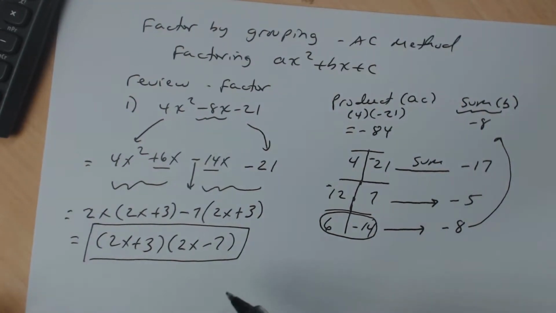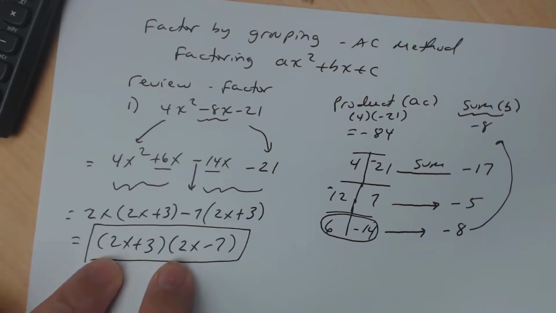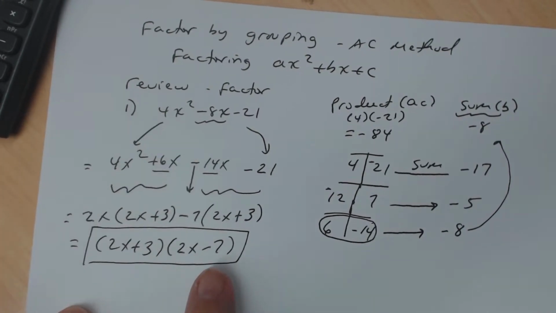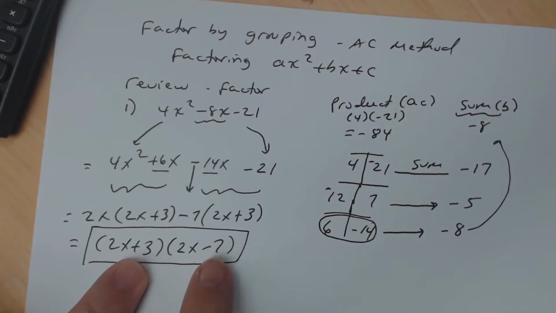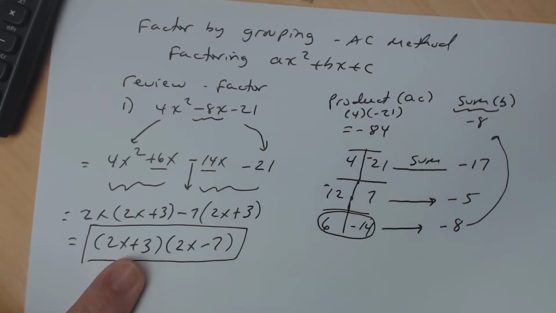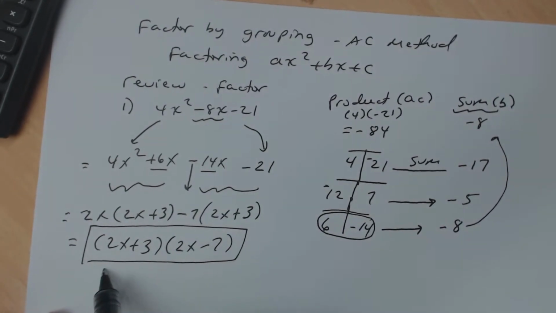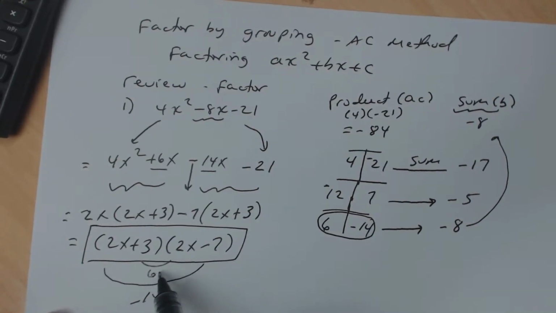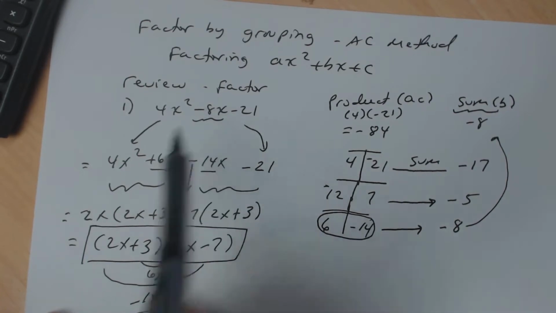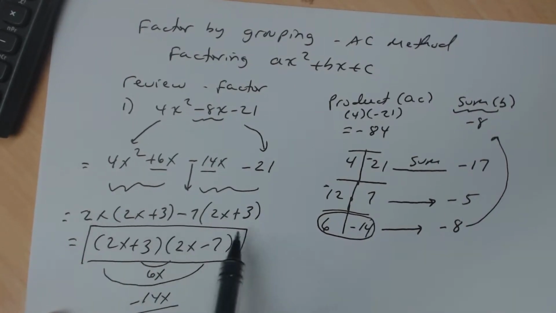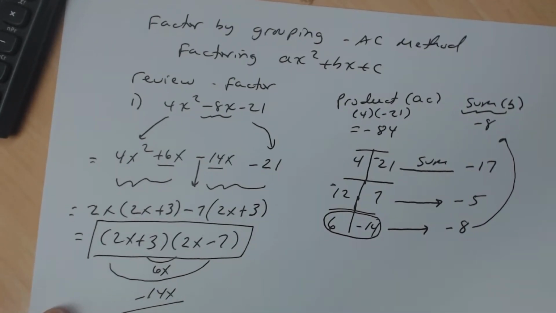Now don't forget, you really should check yourself as you go through this very quickly in your mind. You should be able to do this. 2x times 2x is 4x squared. That's what I wanted. A positive 3 times a negative 7 is a negative 21. That's what I wanted. The outer is a negative 14x. The inner is a positive 6x. And when I add them up, I do get a negative 8x, which is what I wanted. So what I have boxed off is a correct answer.